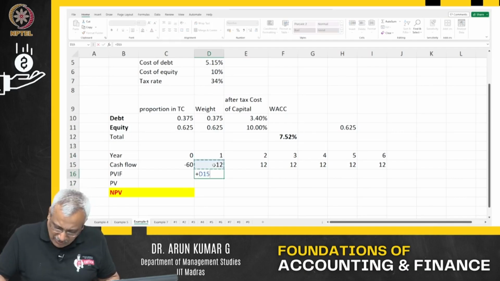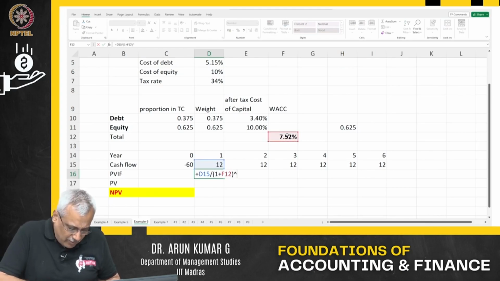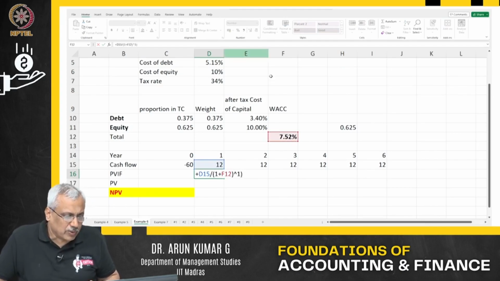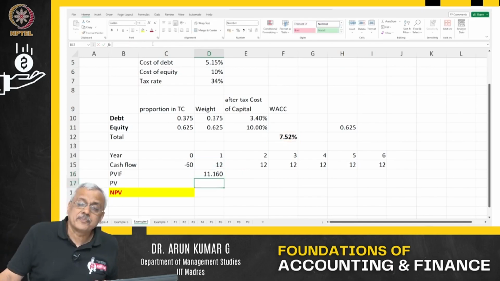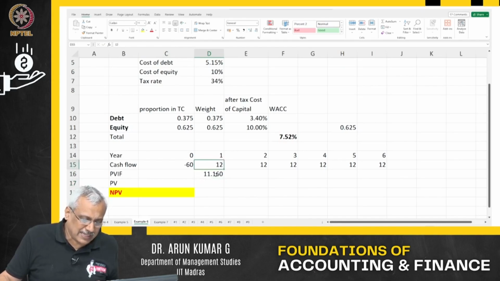The present value of this 12 million that I am going to get is divided by 1 plus 7.52% to the power of 1, because I am discounting it only for 1 year in this particular case. I am just going to include a dollar symbol so that it is easier for me to pull it out. So this 12 million I am going to get at the end of 1 year, discounted at 7.52%, that is my WACC, is 11.160.